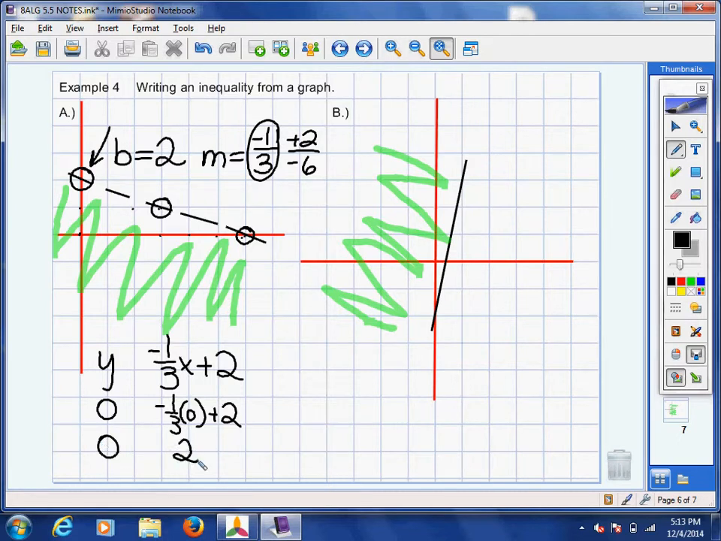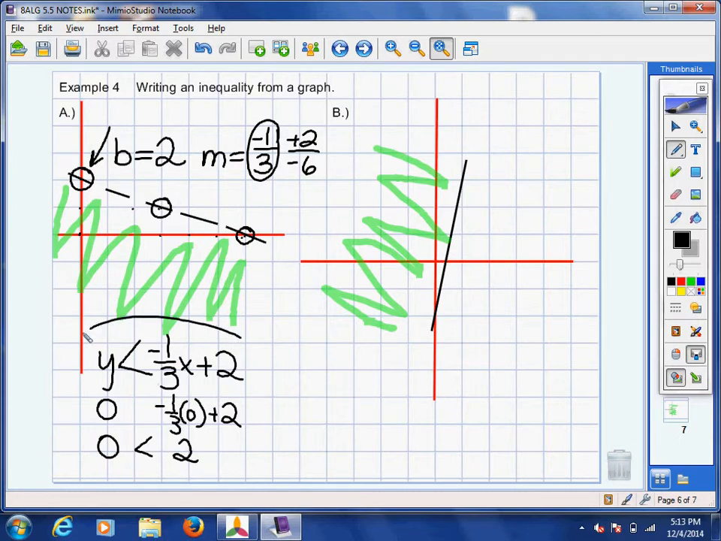How does 0 relate to 2? Is 0 greater than 2? Is 0 less than 2? What's going on here? Hopefully, you said that it's less than, because it is. And so that's the symbol we're going to use. And we're going to leave it just less than, because since it's a dashed line, we don't need the equal to sign. Okay, remember dashed lines, there's no equal to sign.